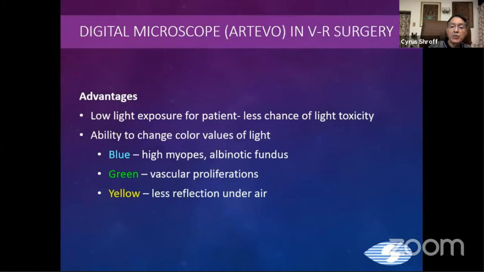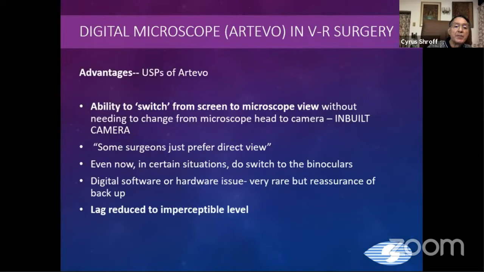The low light exposure for patients means there's less chance of light toxicity, and there's the ability to change color values of light. The blue light is good for high myopes and albinotic fundus, green for detecting subtle vascular proliferations, and in yellow you get less reflection under air when you do a fluid air exchange. One of the USPs of the RTO system is the ability to switch from screen to microscope view without needing to change from the microscope head to camera.